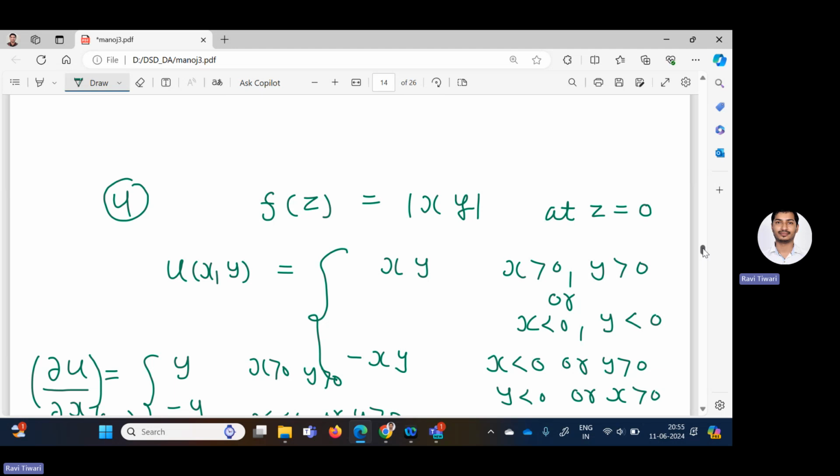In the next video, I am going to explain that if you have any analytic function, then its real and imaginary parts will form orthogonal curves. What it means is, if you have an analytic function, the real part and imaginary part are both orthogonal to each other.